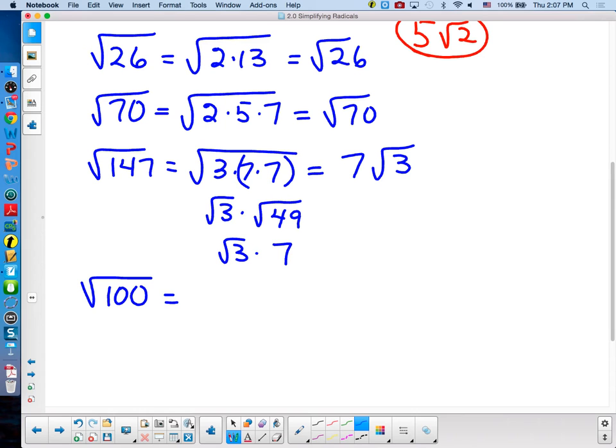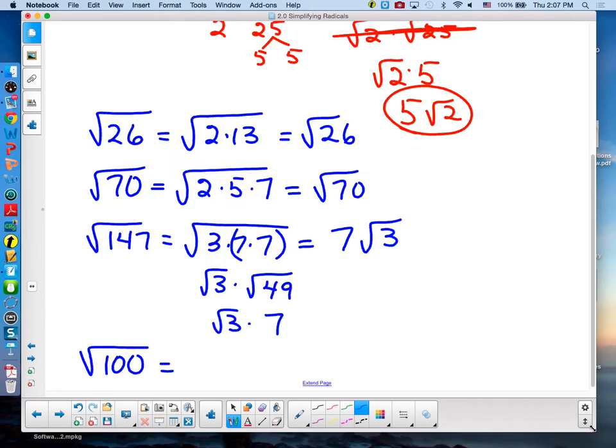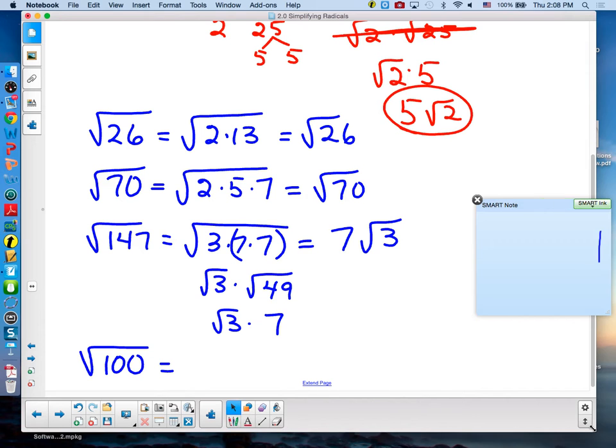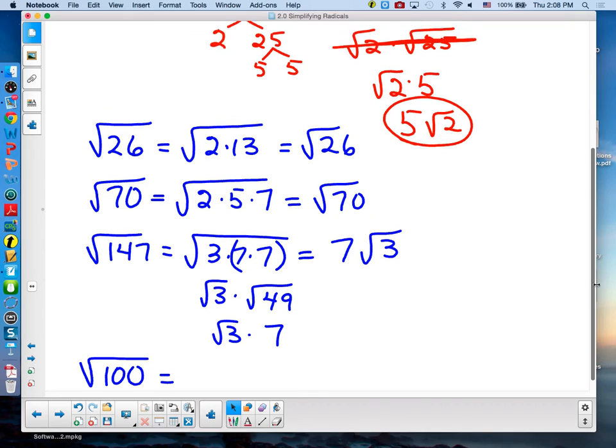Okay, my screen's kind of going off a little bit here. I need to make it a little smaller. Touch isn't quite right at the moment.